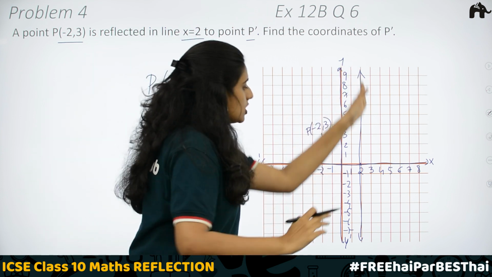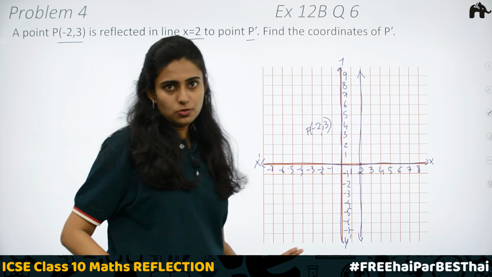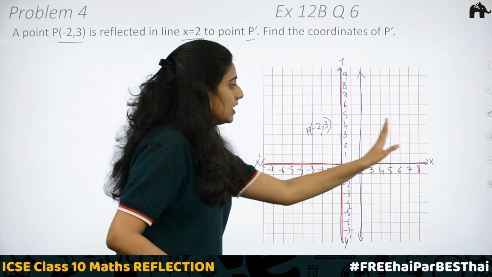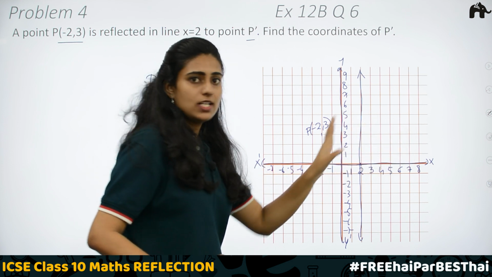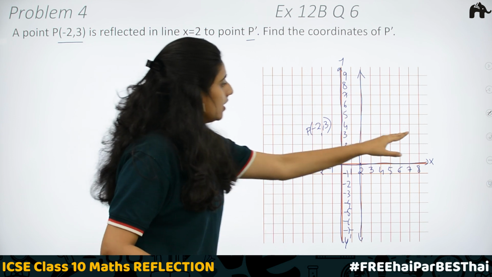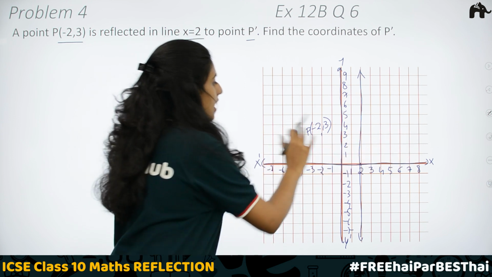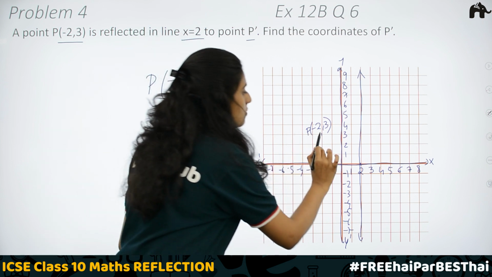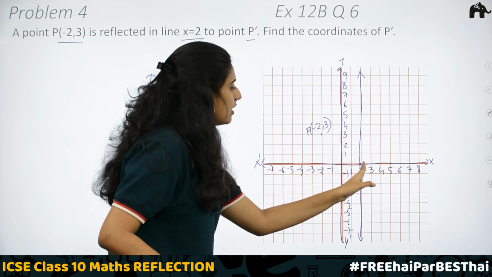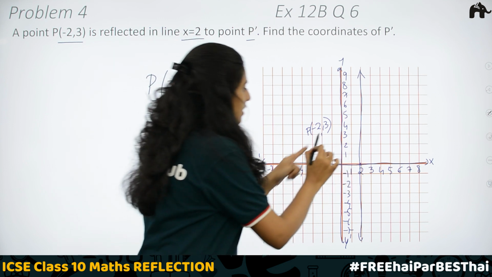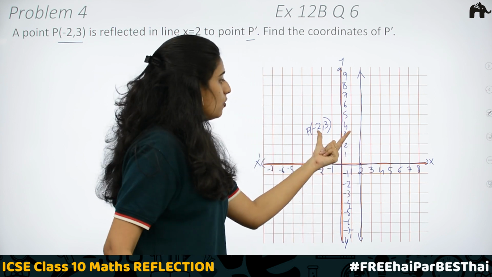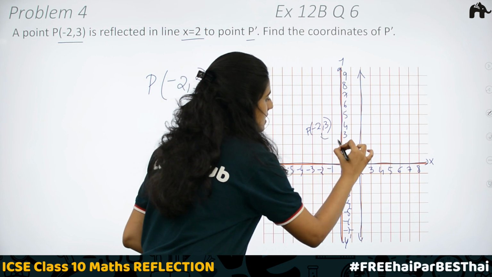Okay, reflection is along x = 2. So here the x coordinate we have is -2. When the reflection happens, the y coordinate will remain the same. Here the y coordinate is 3. Here again we will be getting y coordinate 3. What about the x coordinate? We have to find the distance of this point -2 from the line x = 2. We have 1 unit, 2 unit, 3 unit, 4 unit. 4 unit distance. This is the distance.